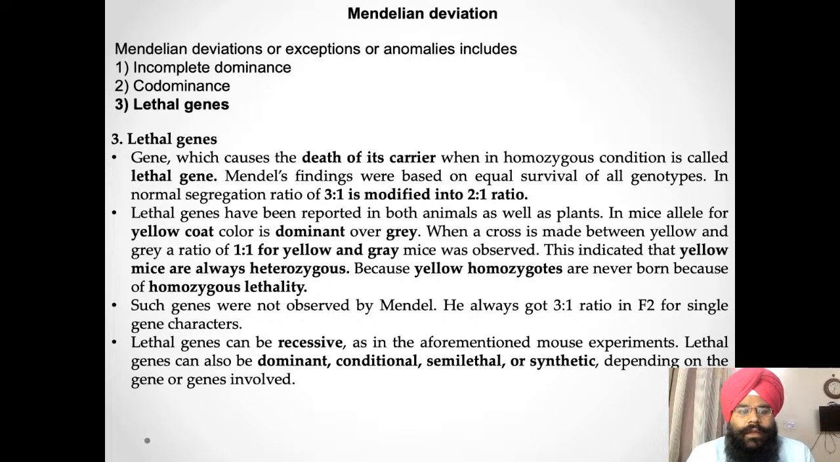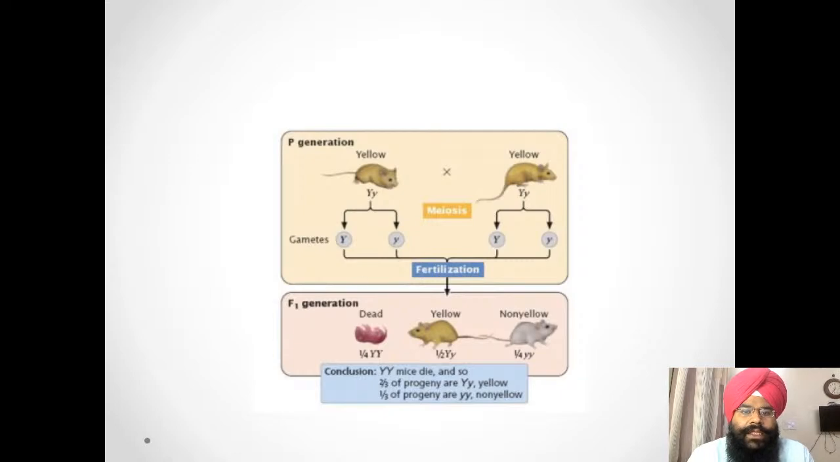Okay, now lethality. If lethal genes are present, most of the time the mouse will die. In this case, if capital Y is present in the case of mice, that means the mouse will always die. So we have gametes of yellow color, capital Y small y and capital Y small y. We did the meiosis, so we have gametes capital Y, small y, capital Y, small y.